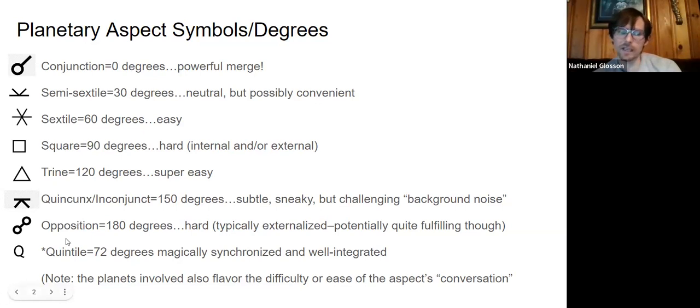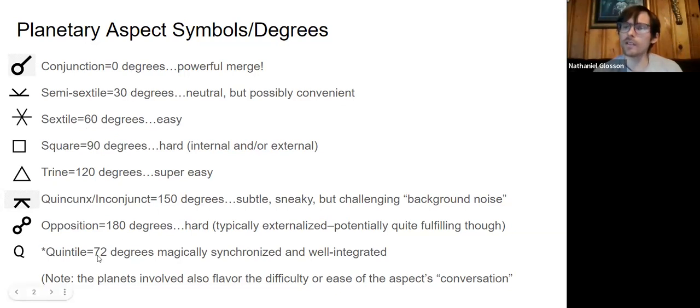I've also included here an angle that I want to mention for this talk, at least, which is called the quintile, and it is 72 degrees. It's the only aspect that I'm dividing. Basically, you have a circle, which is 360 degrees, and if you divide it into 30, each sign is 30 degrees. That's what builds these angles around.